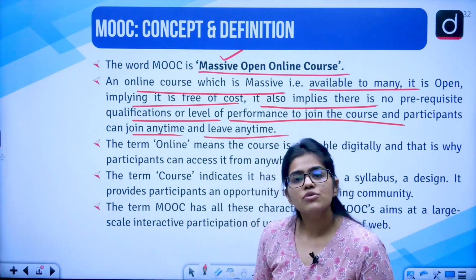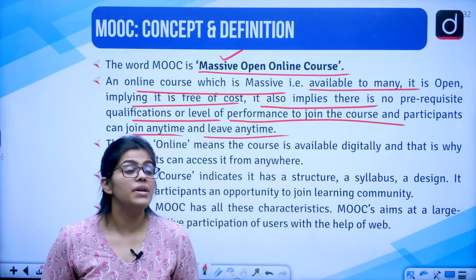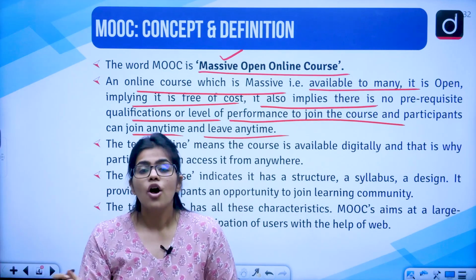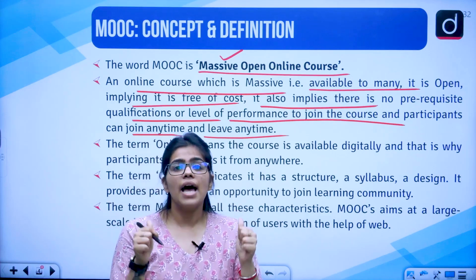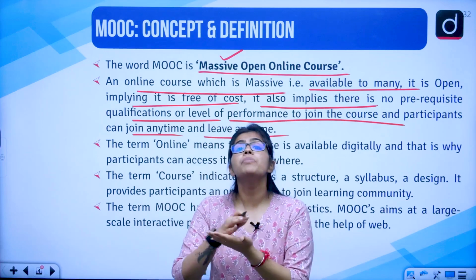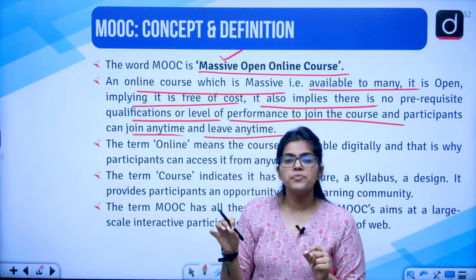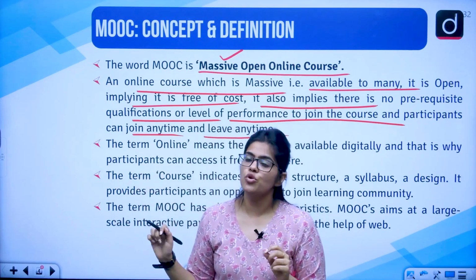There are a lot of students whose education can be developed, or who were not able to go to schools or colleges because of some problem. These types of MOOC courses will help them complete their education. Also, credits are given when you do these types of MOOC courses.